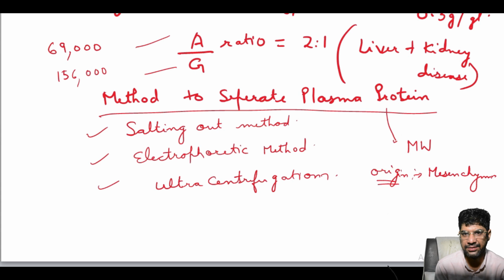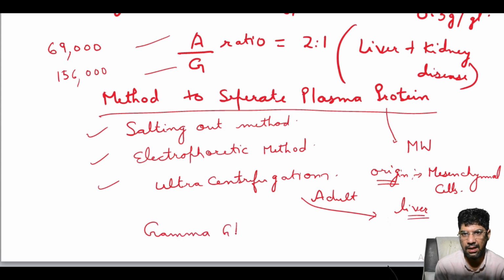Now the origin of the plasma protein. They originate in the embryo. They are synthesized by mesenchymal cells. In adults, they are primarily synthesized in the liver with contribution from the spleen, bone marrow and other cells. Gamma globulins are synthesized by B lymphocytes.